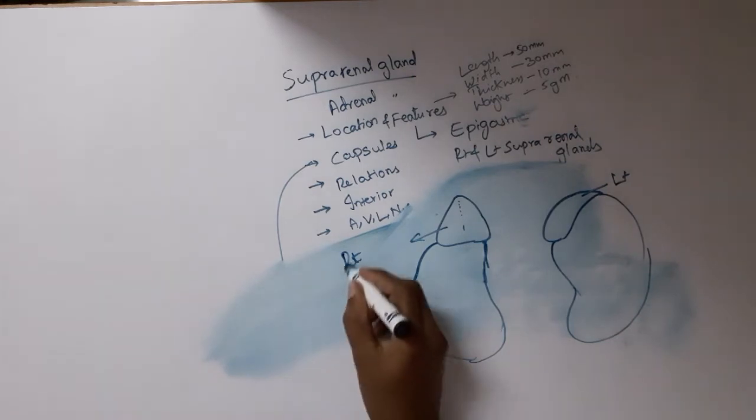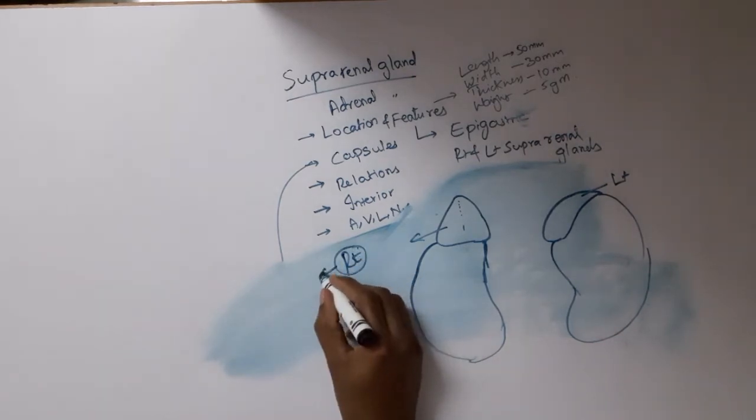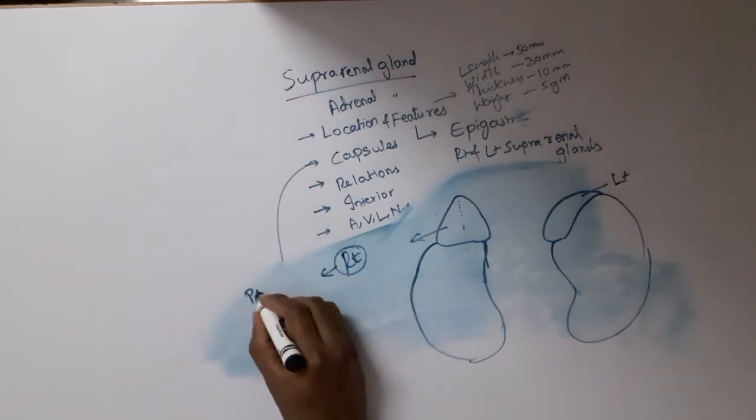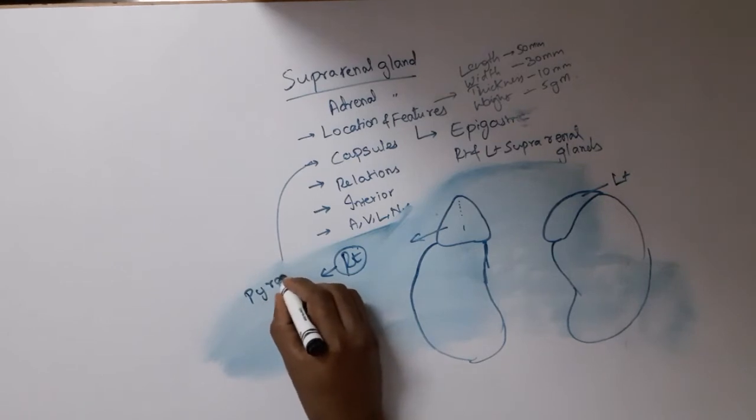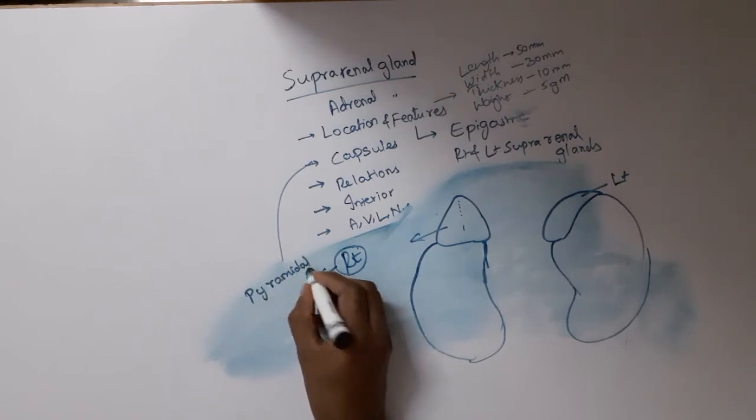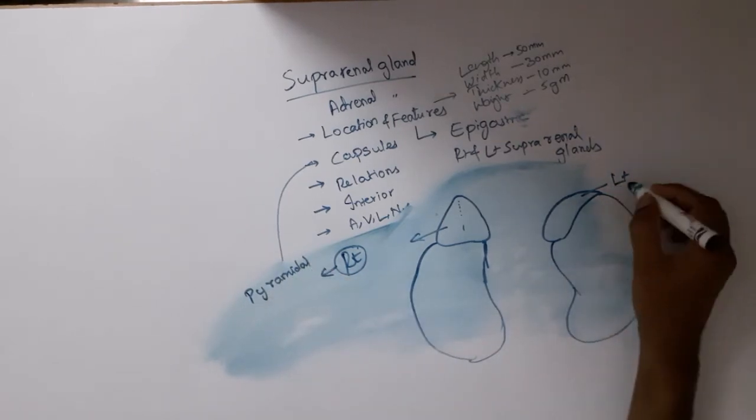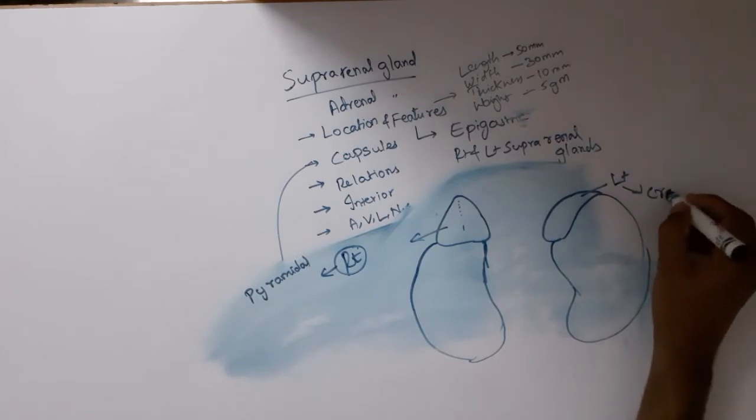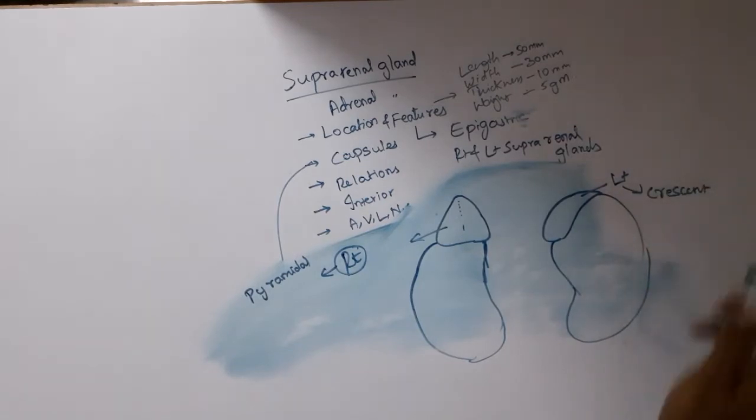Looking at that, here we will be seeing this side. The right suprarenal gland, how is the shape? It is pyramidal in shape. What about the left one? This is crescent shaped.